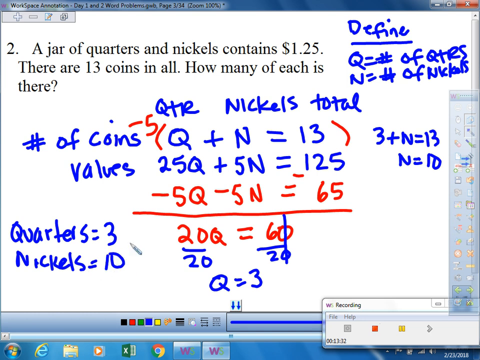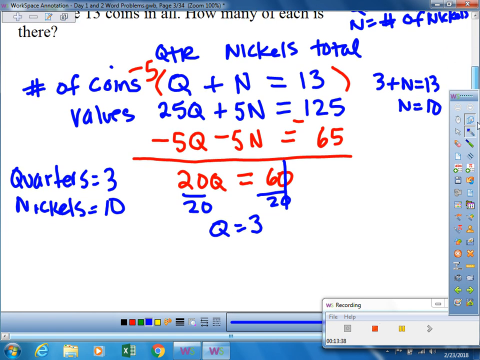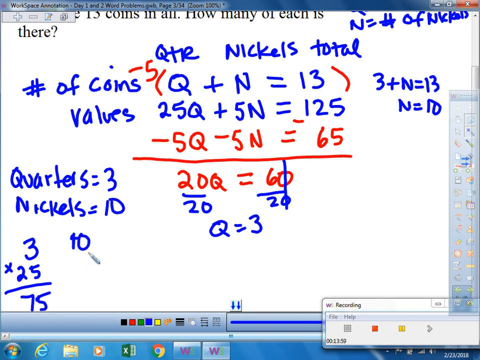All right. Yes, question? Okay. So, just verify 3 plus 10 is 13. Now we're going to multiply. 3 quarters times my value of 25 cents. 3 times 25 is 75. My nickels, I have 10 nickels times 5 cents. So 10 times 5 is 50. 75 plus 50 is 125. And does that equal my value? Yes. So you know that it checks.